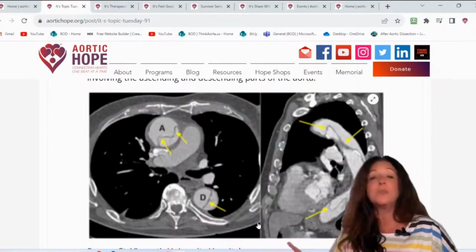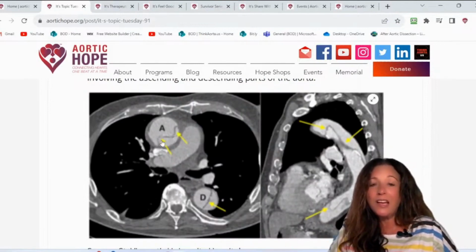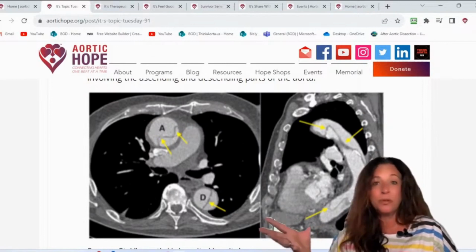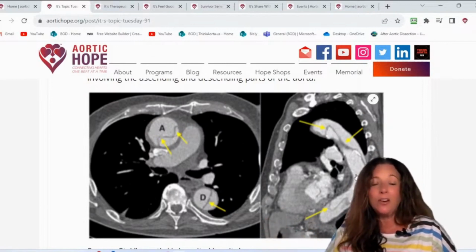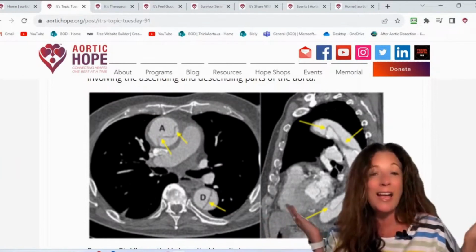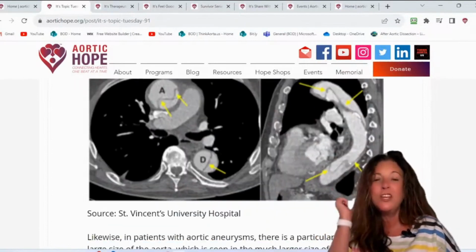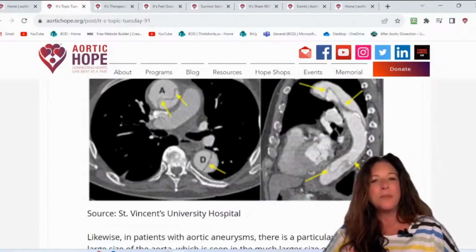So I love this picture, this CT. I think it's amazing. You can actually see the line of where the dissection is right here and right here. Pretty incredible. And then you really get it on the side view. So if you ask me to explain anything else in this picture, I have no knowledge. It's not my area of expertise. Sharing with you is, and this picture came from St. Vincent's University Hospital.